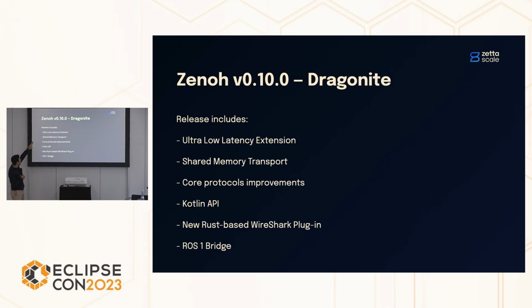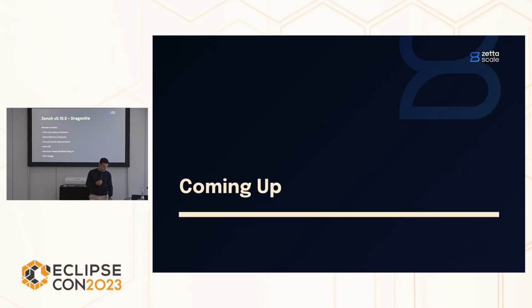But anyway, we have the ultra latency extension, a shared memory transport. We already had zero copy support, but this is added. Some protocol improvements, and there will be a series more in the next release. Kotlin API, and we have rewritten the Wireshark plugin now in Rust. It's the same code base as the proper Zenoh, so no more divergence. And the ROS1 bridge. We already had a bridge for DDS that was used by ROS2 developers, but we didn't have one for ROS1, and that's what we added based on requests last year at the ROS conference.